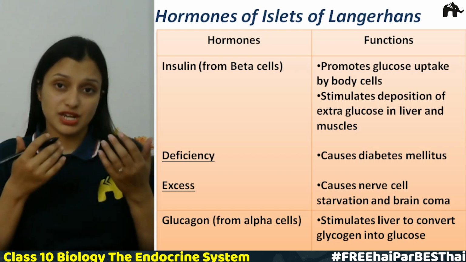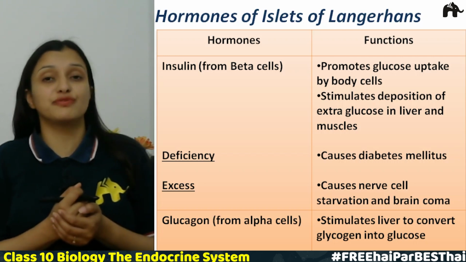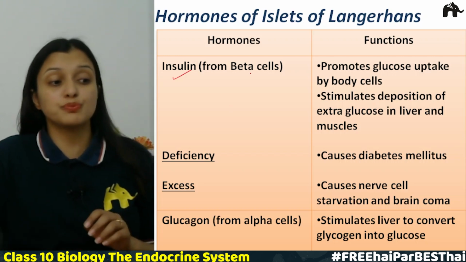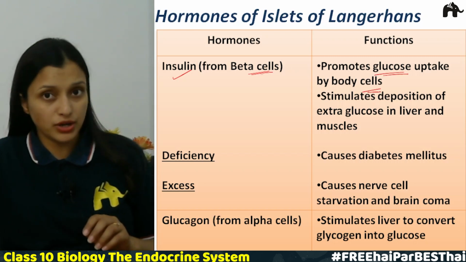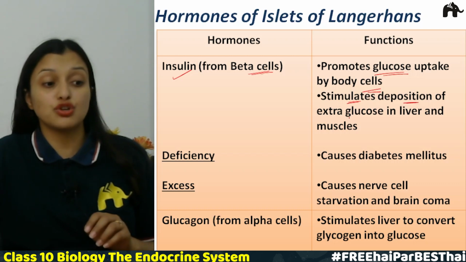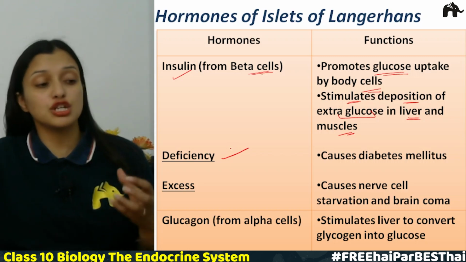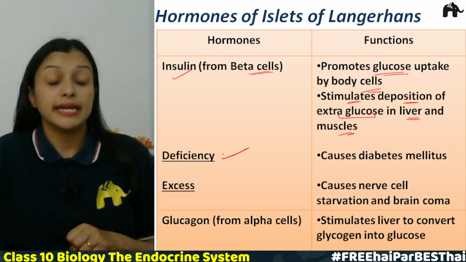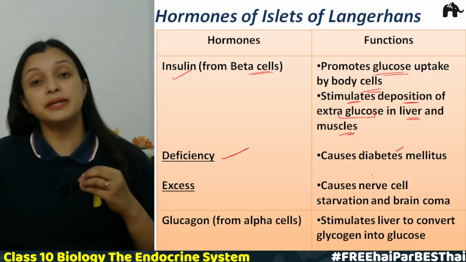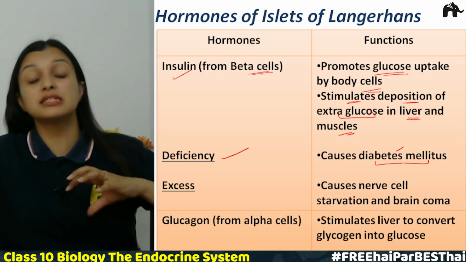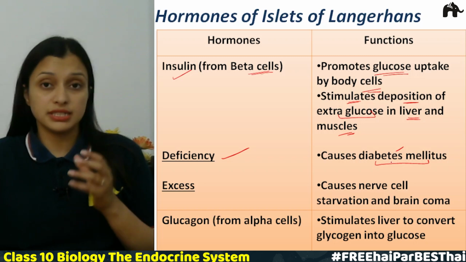These are the hormones produced by the special secreting cells of the pancreas, the islets of Langerhans. The first is insulin, which is produced from the beta cells. This insulin promotes glucose uptake by the body cells, and it stimulates the deposition of extra glucose in the liver and the muscles, right? Now what if there is a deficiency of this hormone called insulin? In that case the person will get diabetic. There will be diabetes mellitus, that is hyperglycemia. There will be a lot of blood sugar, which will lead to diseases in the person.